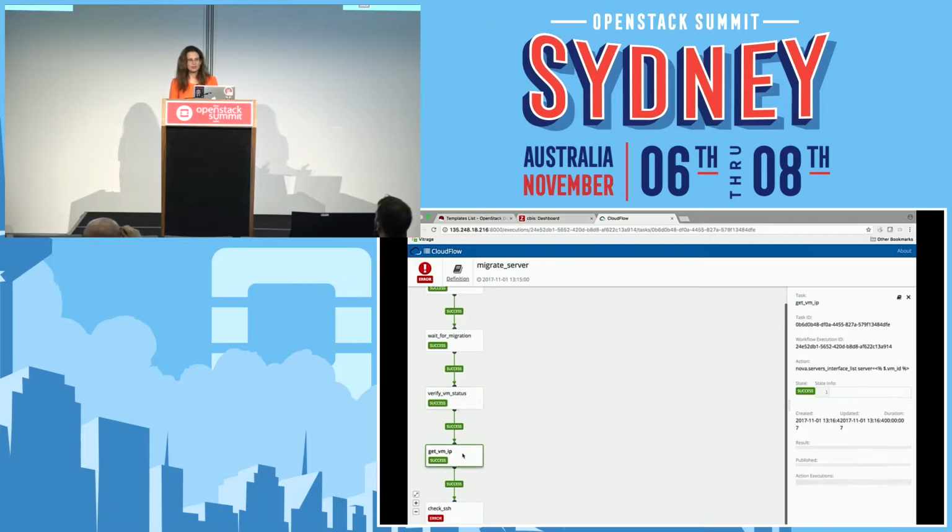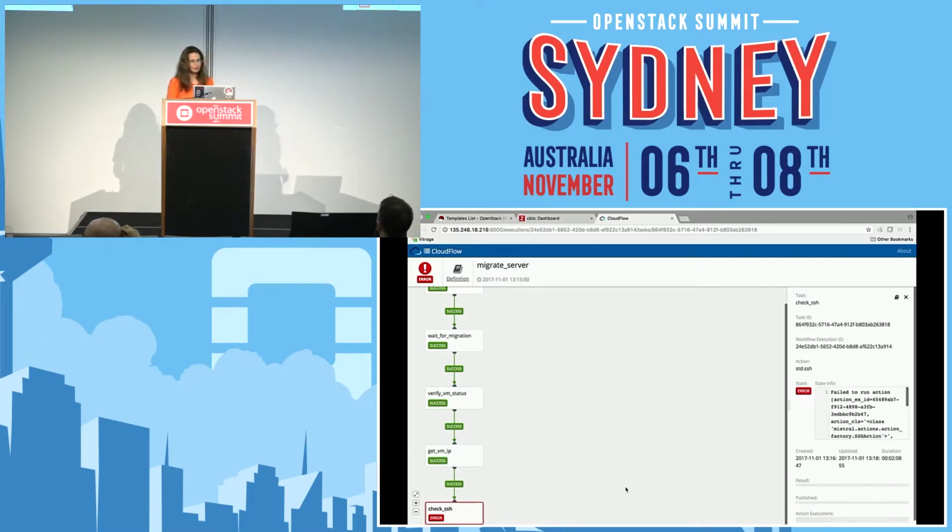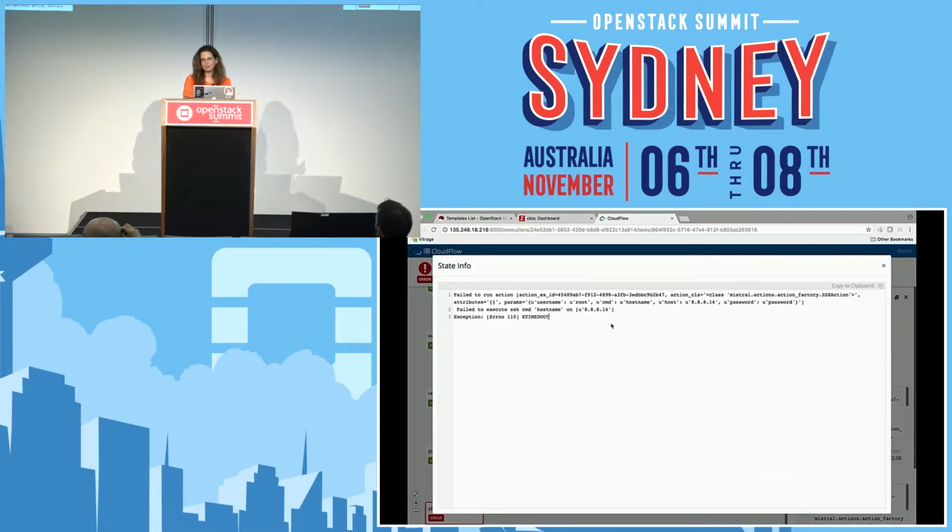Then the next task is very trivial, to get the IP of the VM in order to later try to SSH into the VM and verify that it's well. And here this task failed because in this specific setup, there was no network connectivity to the VM.